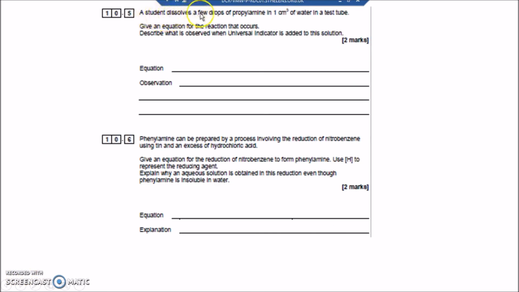10.5. A student dissolves a few drops of propylamine in 1 cm³ of water in a test tube. Give an equation for the reaction that occurs. Well, propylamine, amines are bases. It's got an NH2 on it. It's got 3 carbons, a propyl and an NH2. An NH2 group can accept H pluses, act as a base. So if it accepts H pluses from H2O, this is what happens.